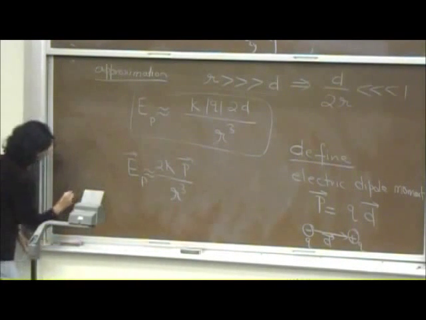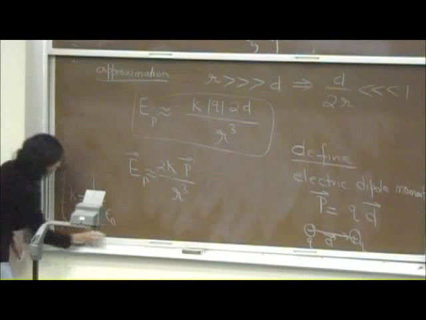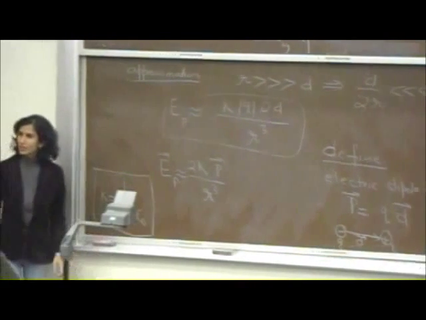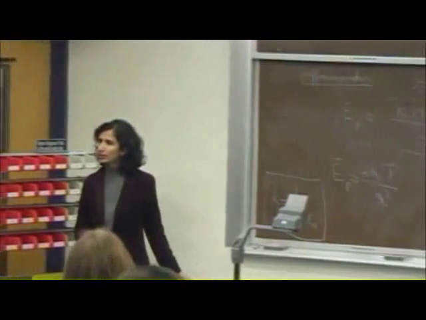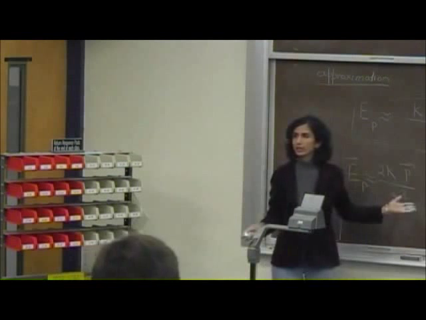I hope that everybody remembers that k is just a constant, which is 1 over 4 pi epsilon 0. Epsilon 0 was that permittivity constant of free space. Any questions about this, folks?